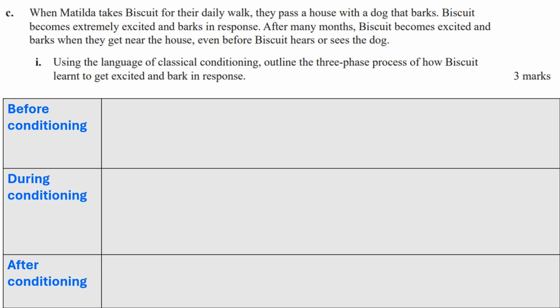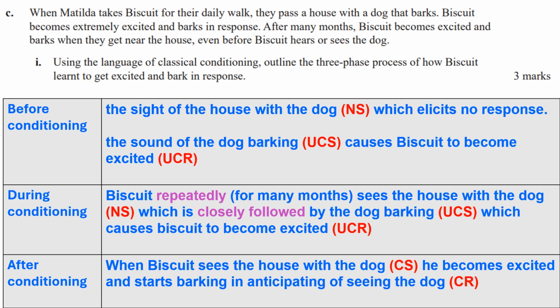So potentially this is where we can pause the video, have a crack at this question using the template, adopting the same approach as the Buster question from 2016. So in terms of the solution guide here, the coloured parts are the points of emphasis in terms of the marking allocation. So in the first stage, the NS and the UCS are separate. We're using that CC terminology, seeing the house with the dog triggers no response. The sound of the barking is a UCS that reflexively elicits that excitement, UCR.